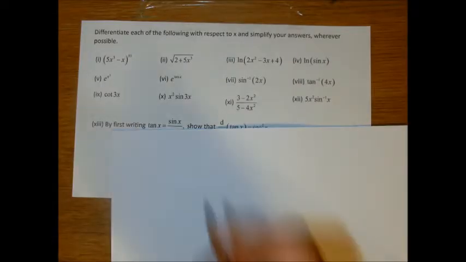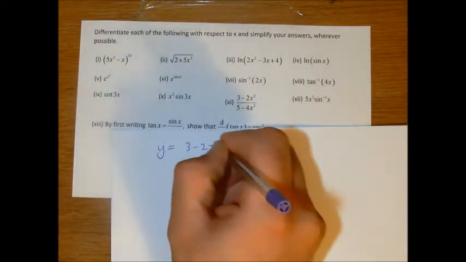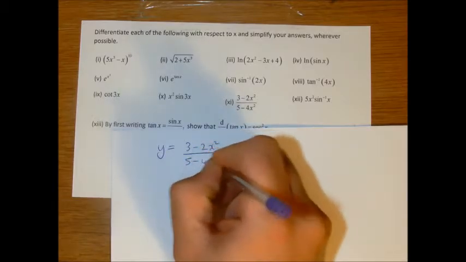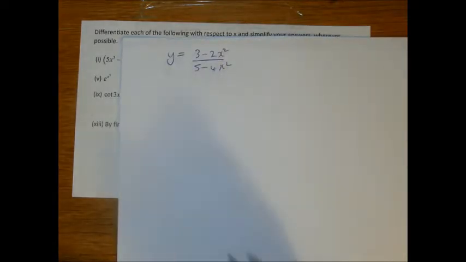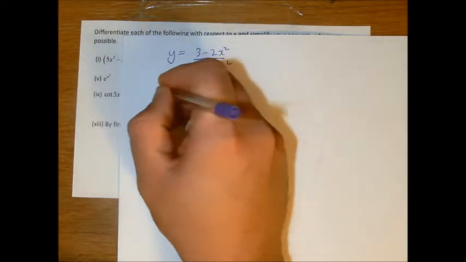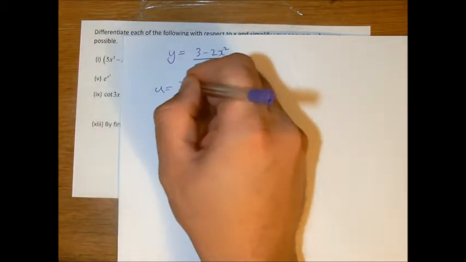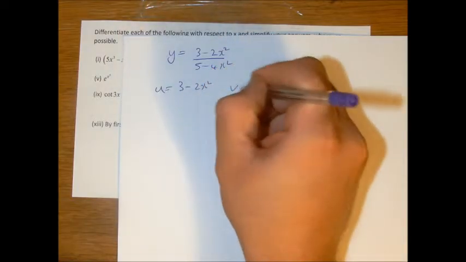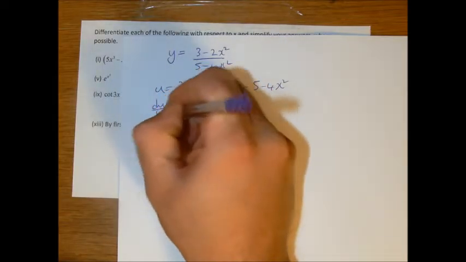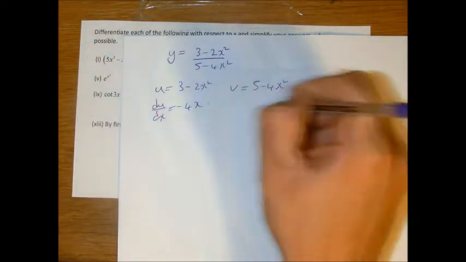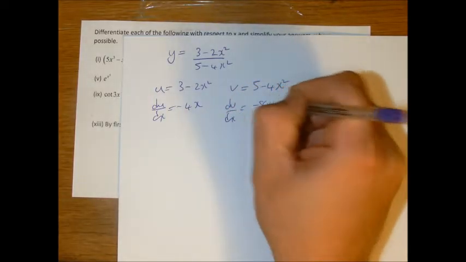Question 11. Right, so you've got y equals 3 minus 2x squared all over 5 minus 4x squared. Again, here's a quotient rule. So you've got one function divided by another, so indeed it's a quotient rule. So we set u to equal the top function, v to equal the bottom function. So du dx, differentiate that, you get minus 4x. dv dx, differentiate this, you get minus 8x.